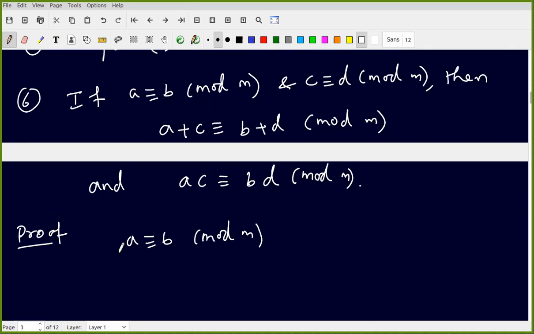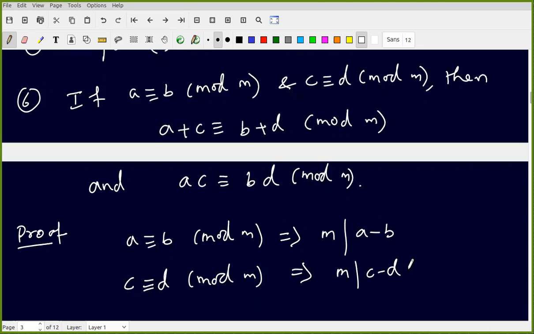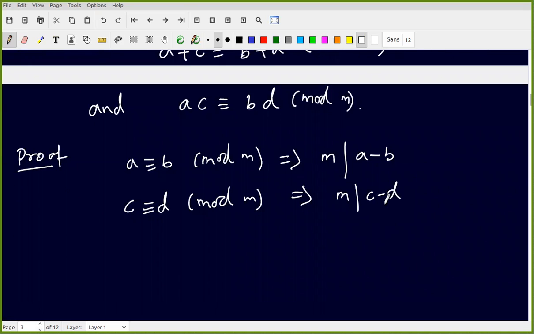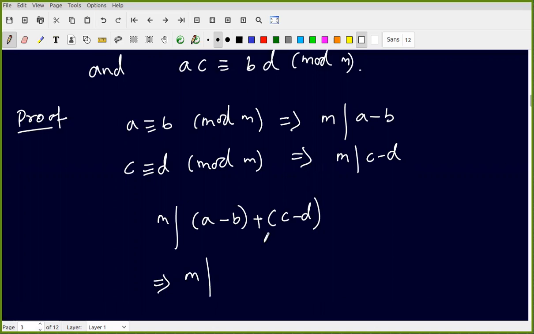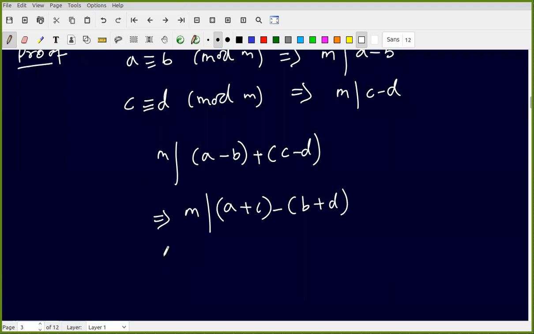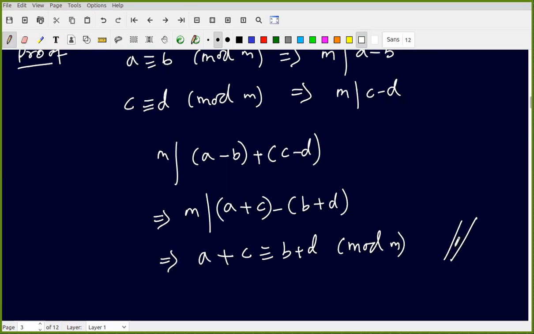So the first data given is A congruent to B modulo M, which means that M divides A minus B. The second given is C congruent to D modulo M. Using the definition, we can write M divides C minus D. So M divides both A minus B and C minus D. So M divides the addition of these, A minus B plus C minus D. On the right-hand side, the dividend is rearranged as A plus C minus B plus D. So now we use the definition of congruence: A plus C is congruent to B plus D modulo M. So this is the first part.